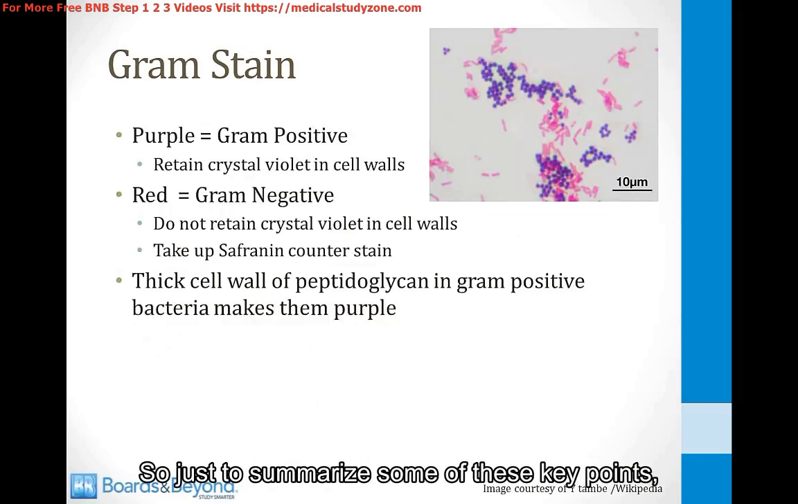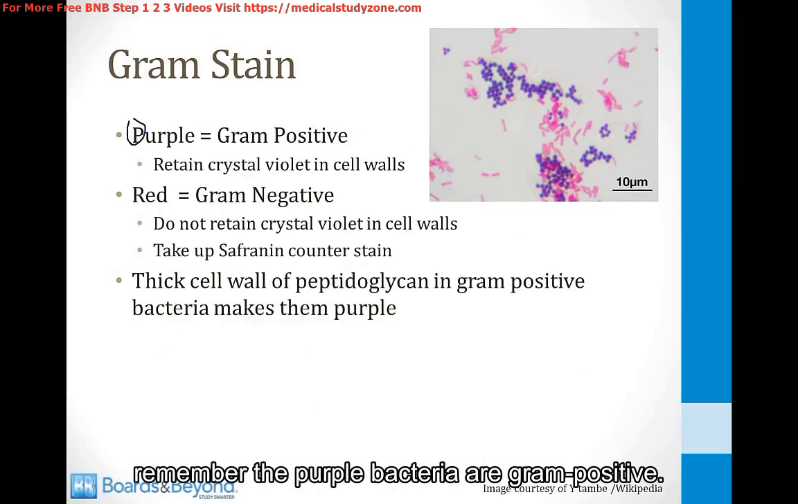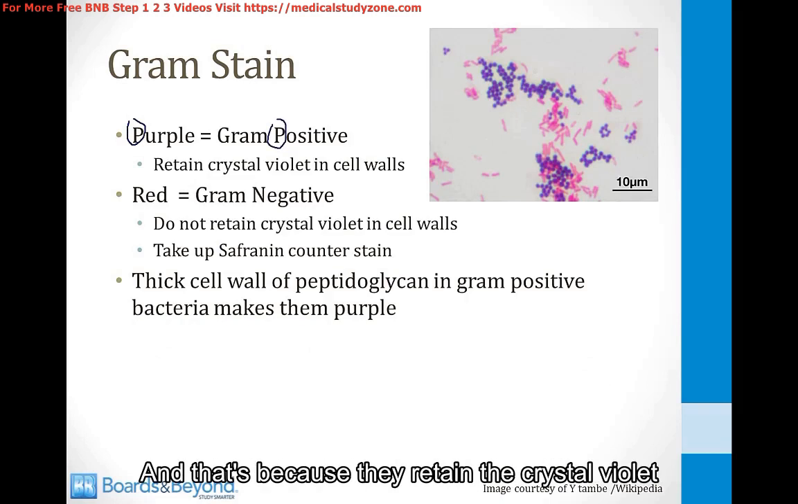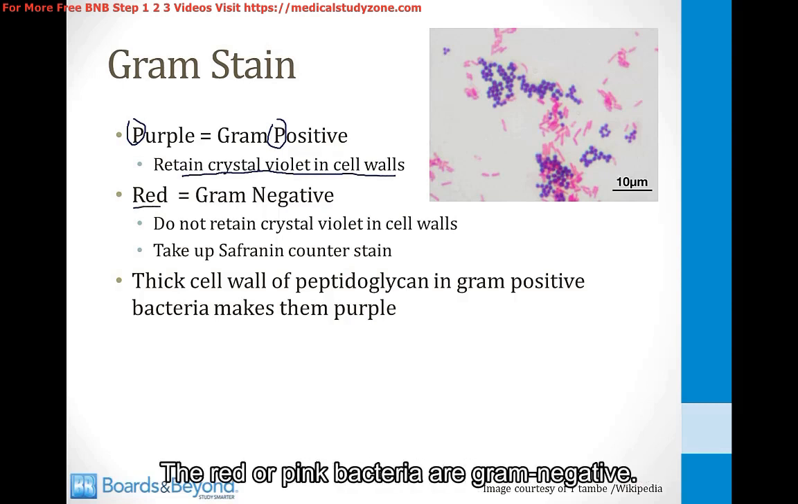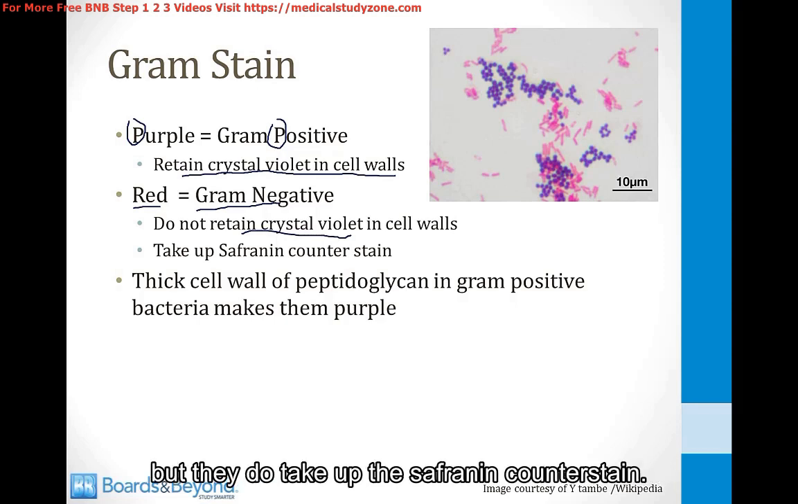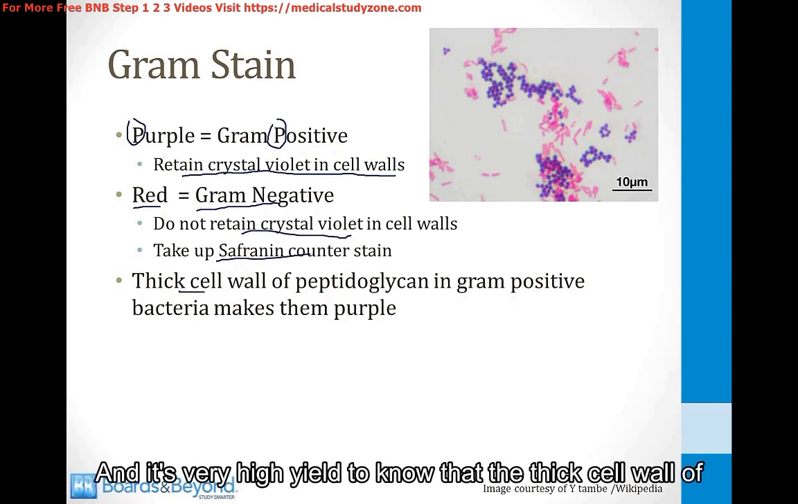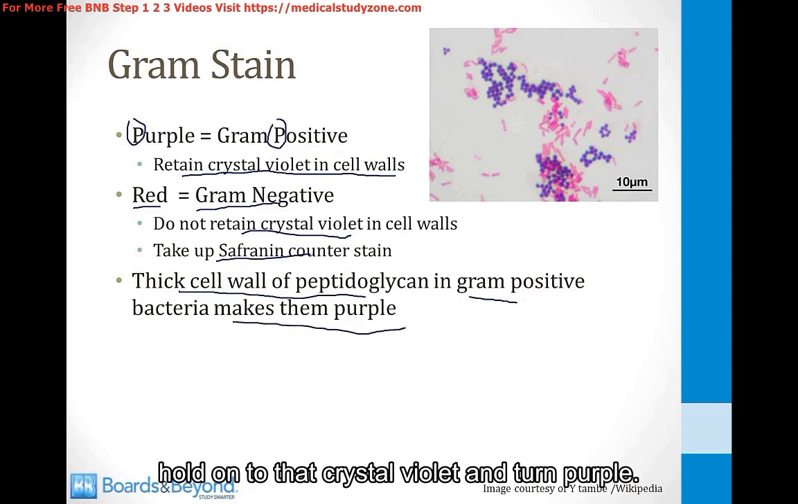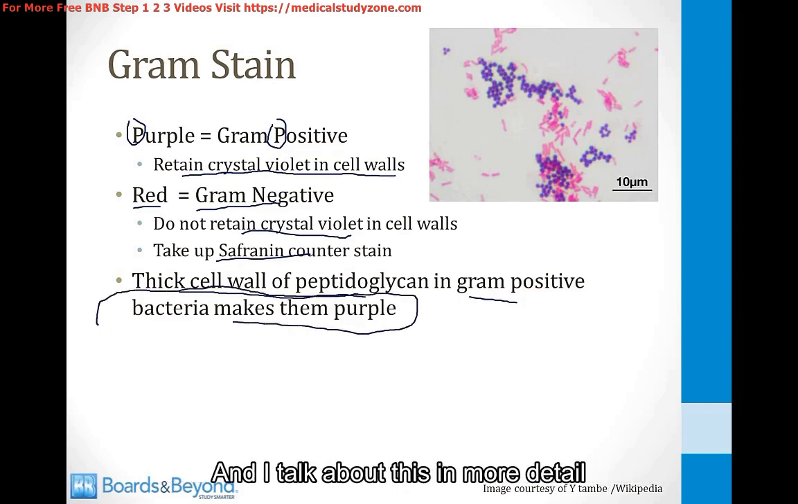So just to summarize some of these key points, remember the purple bacteria are gram-positive. That's the P's for purple and positive. And that's because they retain the crystal violet in their cell walls. The red or pink bacteria are gram-negative. They do not retain crystal violet in their cell walls, but they do take up the safranin counterstain. And it's very high yield to know that the thick cell wall of peptidoglycan in gram-positive bacteria is what makes them hold on to that crystal violet and turn purple. I talk about this in more detail in the module on bacteria.